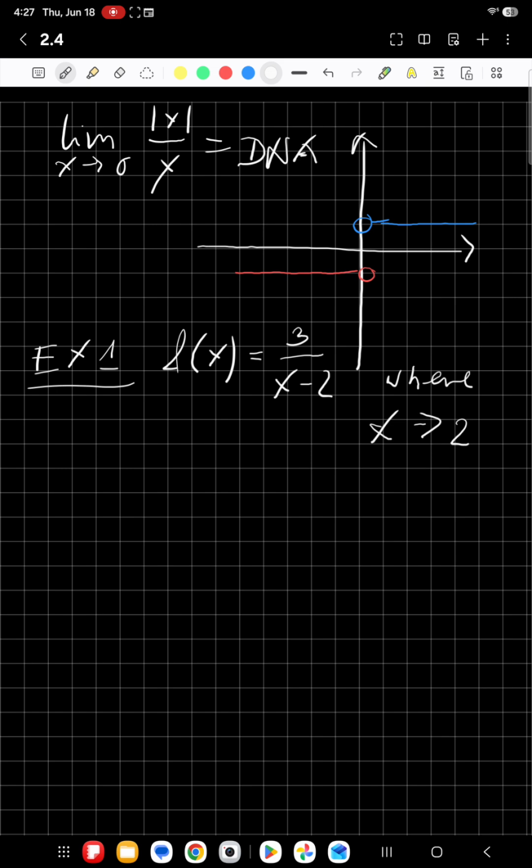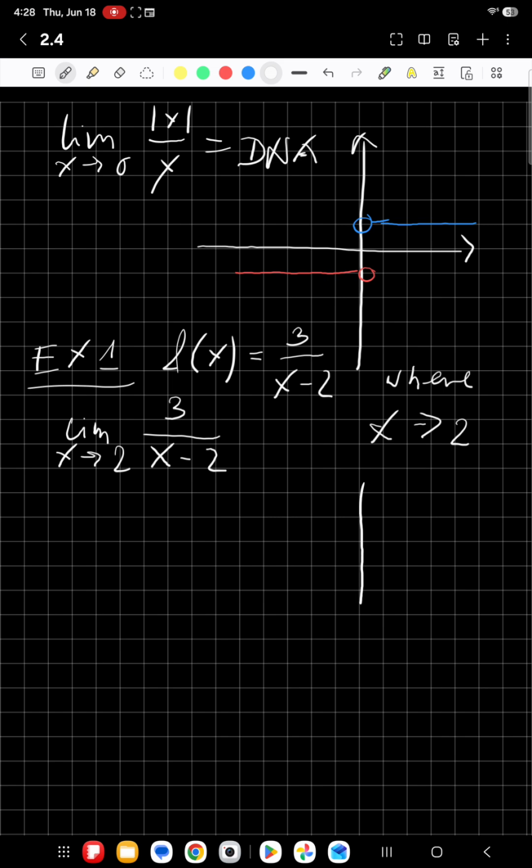Okay, so if we want to calculate the limit as x approaches 2 of 3 over x minus 2, we can't really plug in that x, because I'm getting 0 in the denominator. So let's look at the graph of that function.